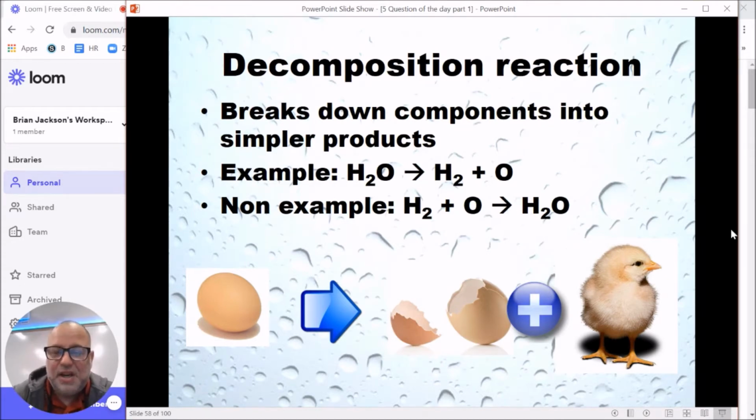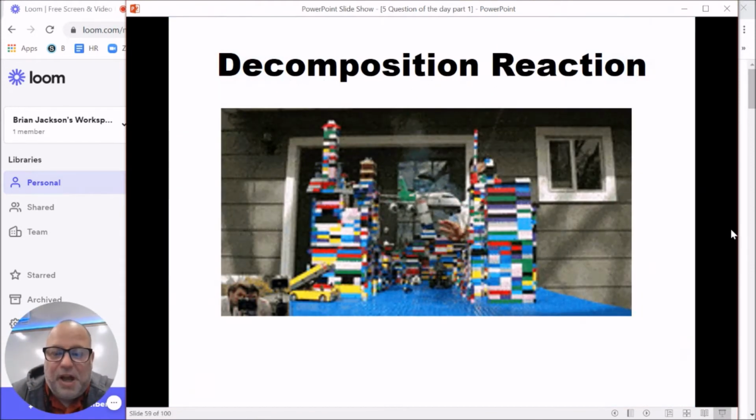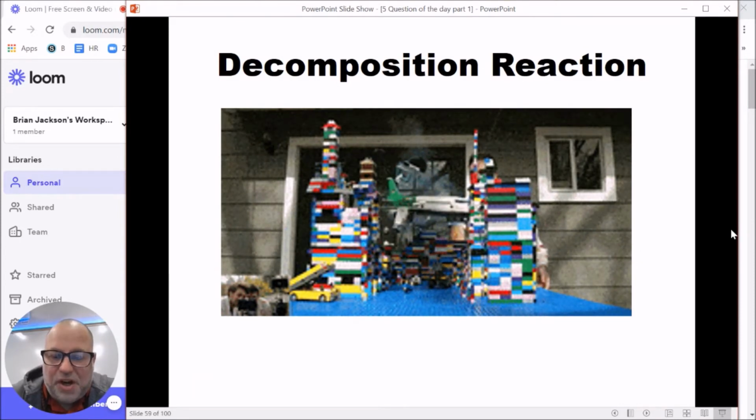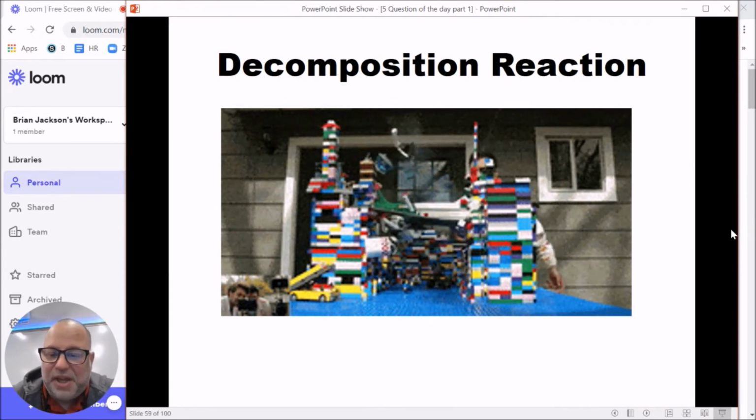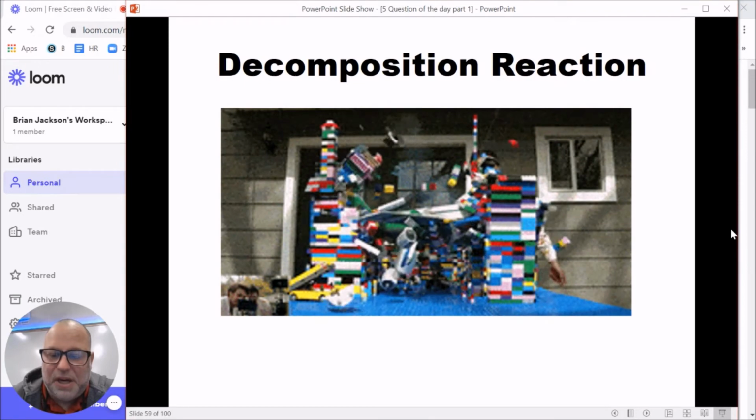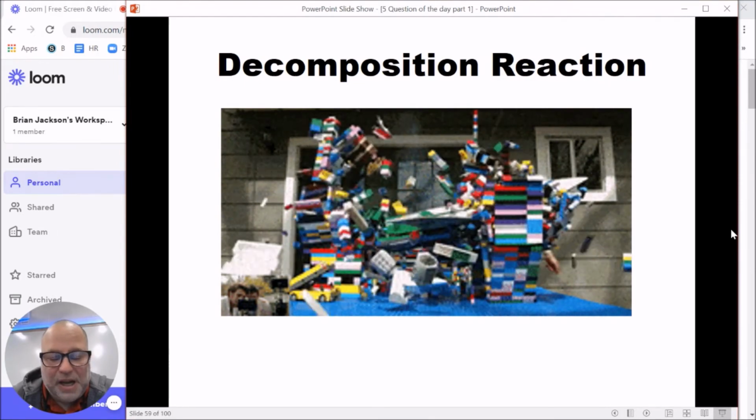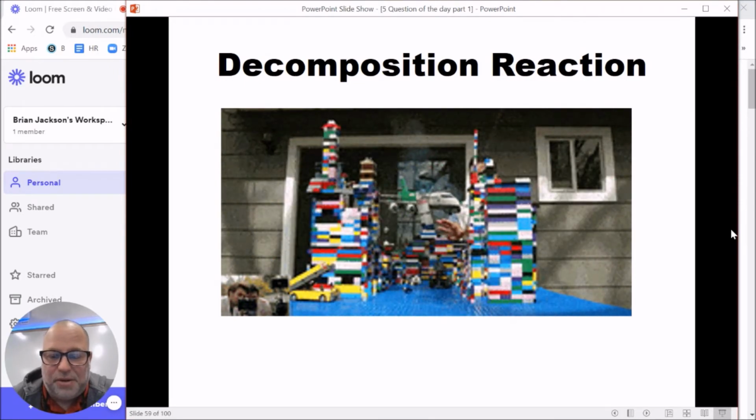So synthesis, little pieces are coming together to make one big thing. In decomposition, one big thing is being split apart into little tiny pieces. Okay, so those are the first two simpler ones. And here's my decomposition video for you. You have one really big thing, right? Let's say a bunch of Legos being torn apart by, I don't know, your angry little sibling or something like that.